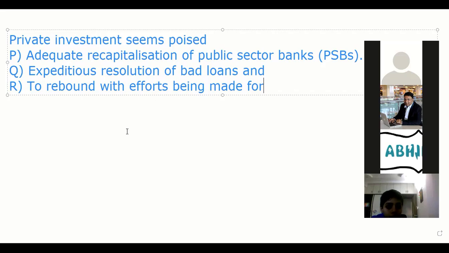Private investment seems poised: adequate capitalization, or seems poised, expeditious resolution, or seems poised to rebound. You always look for the starting sentence and connection. Those prepositions, adjectives, pronouns are very useful. Moksha, ready? Please tell me which one is the first sentence after "poised." R. R, correct. Explain to everybody why R. You are right. This is the first one.